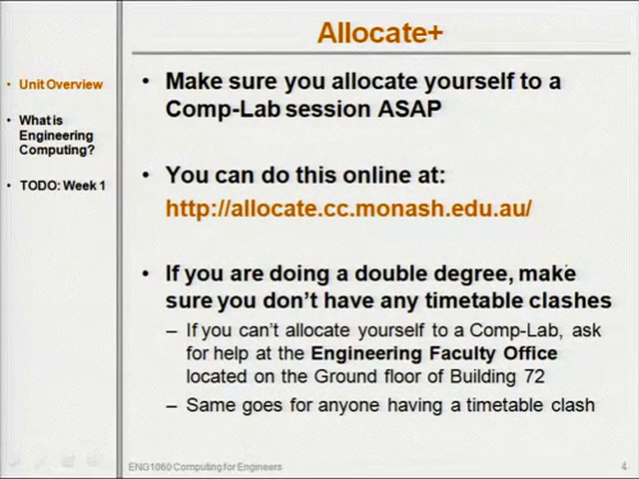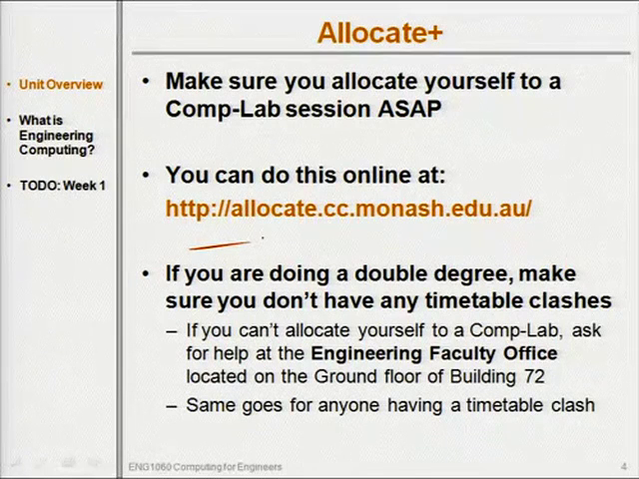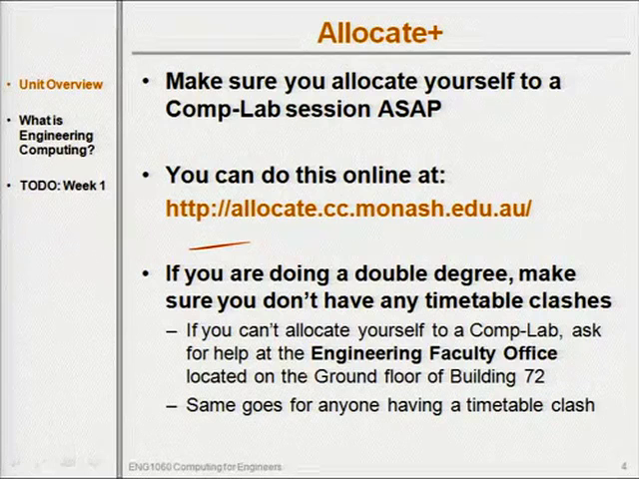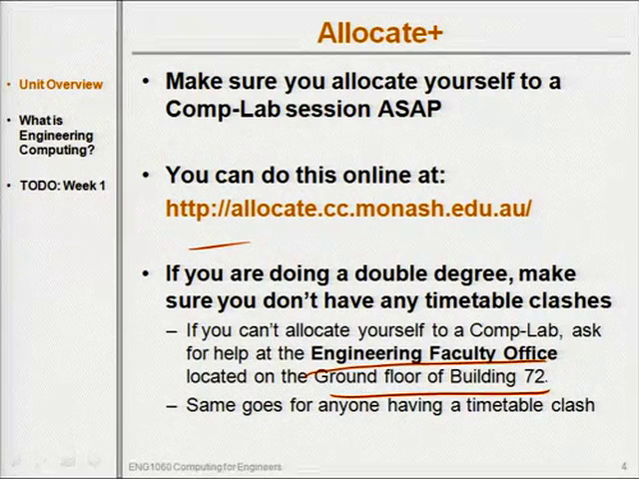If you haven't done so, you can allocate yourself to a lab using Allocate Plus. There's a link for it here. If you are doing double degree or with other units, make sure you don't have any timetable clashes. Remember, the labs are compulsory and they are marked. If you do have any clashes and you can't go to your allocated lab, you need to contact the faculty office on the ground floor of Building 72. They are the ones who can change your allocations.